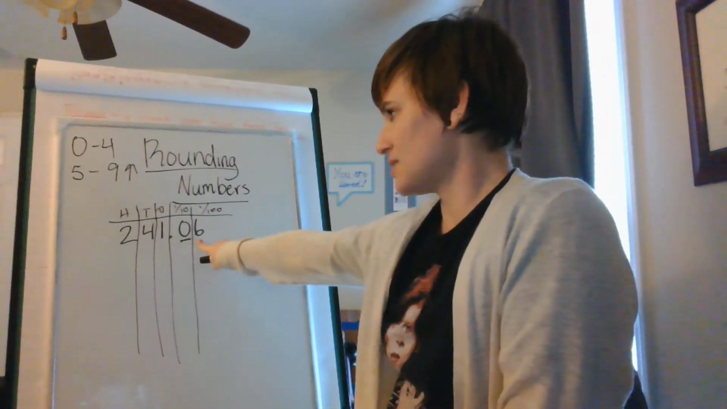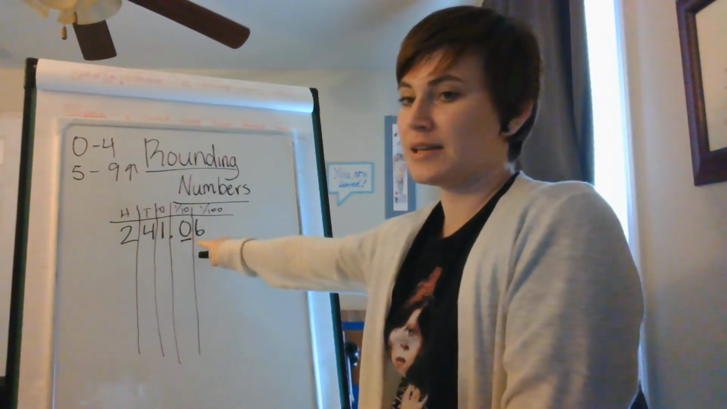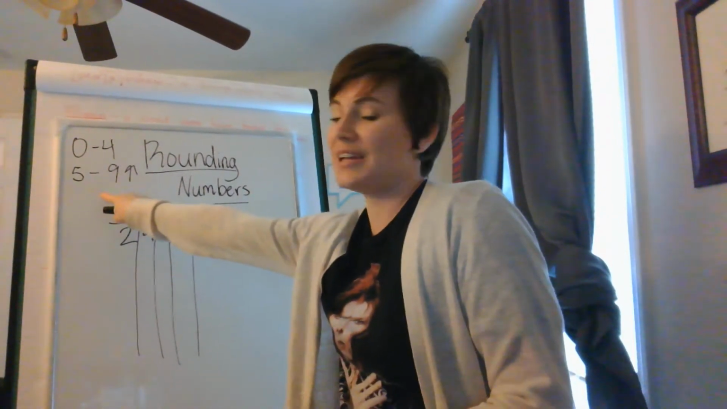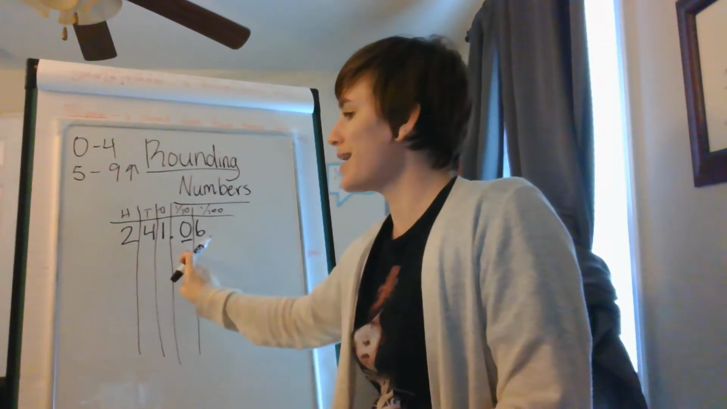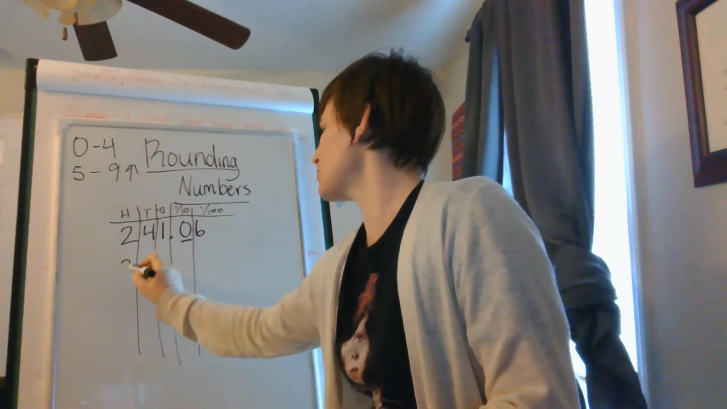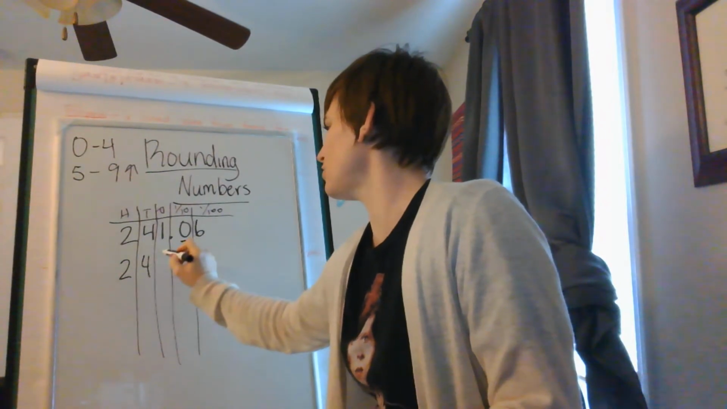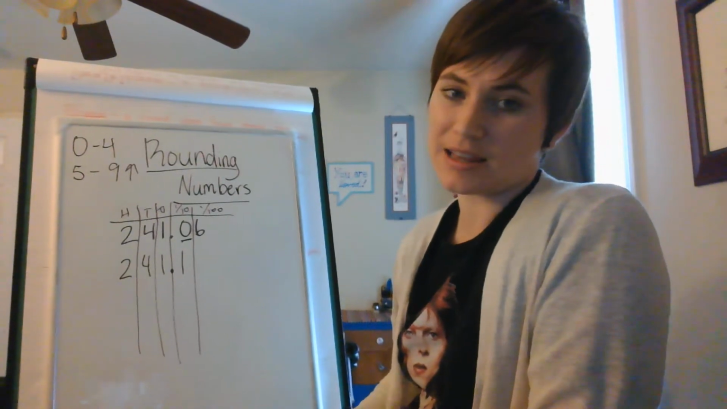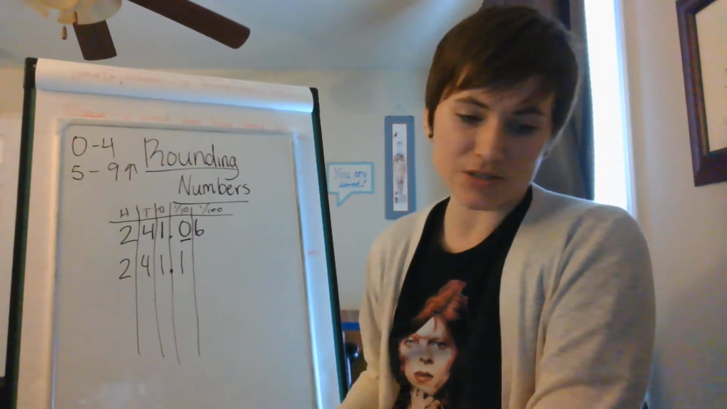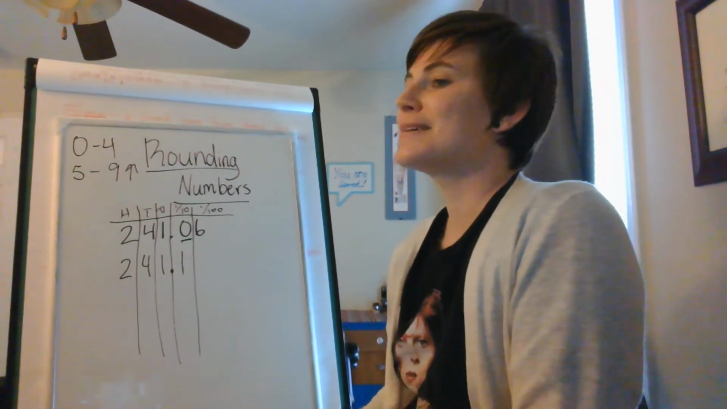So what does my number end in? It ends in a 6. Does 6 fall between 5 and 9? Yes, it does. That means I'm going to round up to the nearest 10th place. So my nearest 10th place is 241 and 1/10th. All right, so I've rounded up to the nearest 10th.